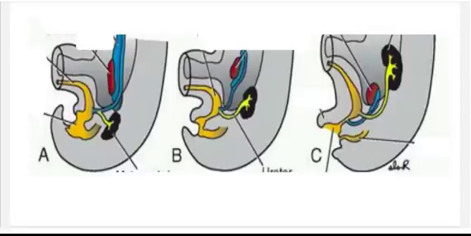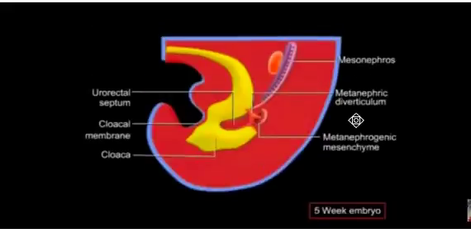This mesonephric duct degenerates in the case of female, but in case of male it leads to the formation of testicular ducts. During the 5th week, we can see the genital ridge and the mesonephric ducts. These mesonephric ducts give rise to the ureteric bud, and the metanephric mesenchyme leads to the formation of the kidney. And this is the cloaca.